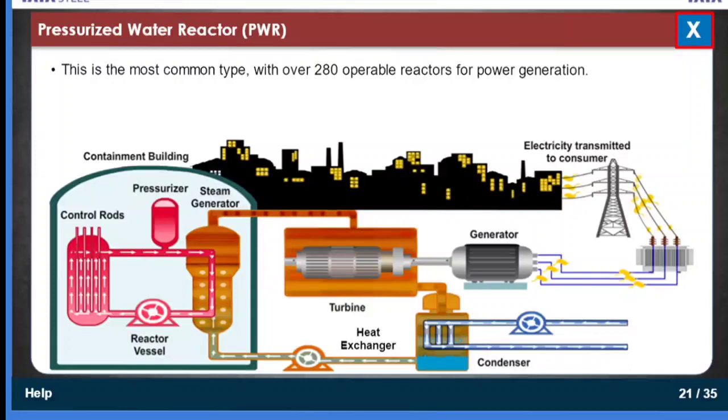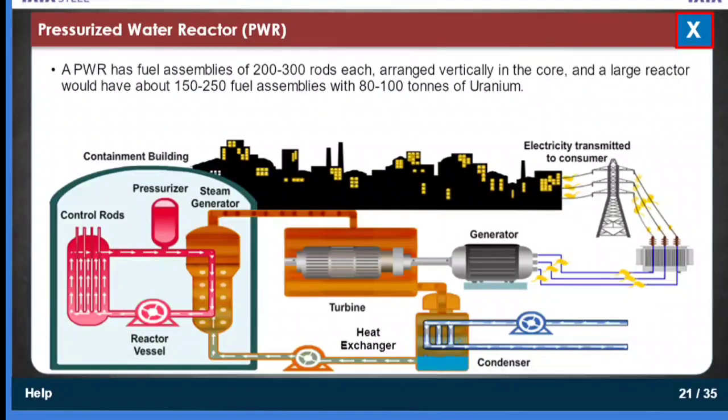This is the most common type with over 280 operable reactors for power generation and several hundred more employed for naval propulsion. The design of PWRs originated as a submarine power plant. PWRs use ordinary water as both coolant and moderator. The design is distinguished by having a primary cooling circuit which flows through the core of the reactor under very high pressure, and a secondary circuit in which steam is generated to drive the turbine.